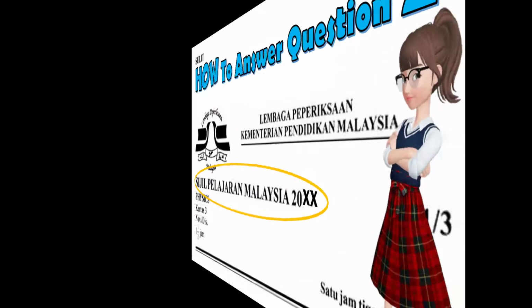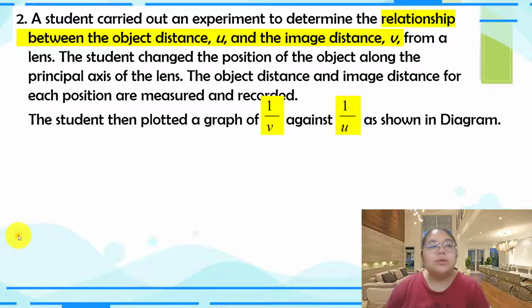Okay, let's see the paper. Now we go to Question 2. There's a student to carry out the experiment to determine... So this one is a keyword. You need to underline what is the relationship. Okay, so from here, there's a relationship between the object distance and also the image distance.